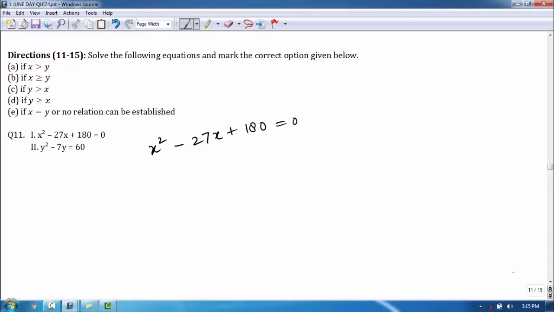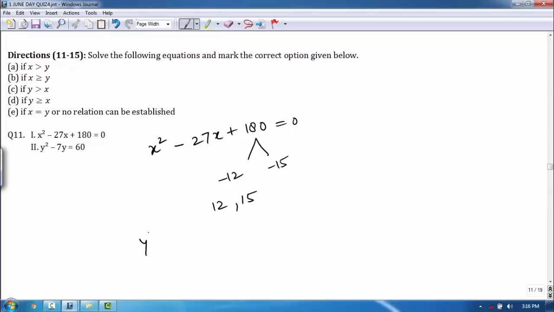So we have to divide 27x in such a way that by adding up the two numbers we get minus 27x, and by multiplying those two numbers we get 180. So the numbers will be minus 12 and minus 15. By adding up these two numbers we get minus 27. So the roots will be, if we change the sign of these two numbers, then we get the required roots. So the roots will be 12 and 15.